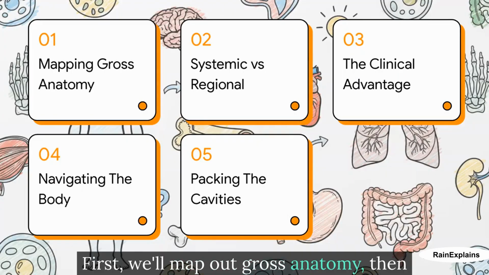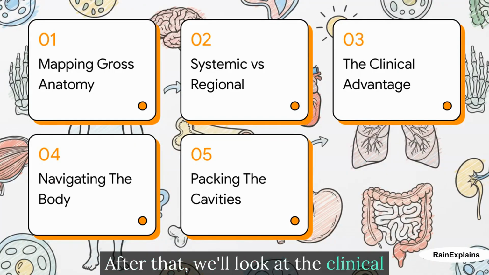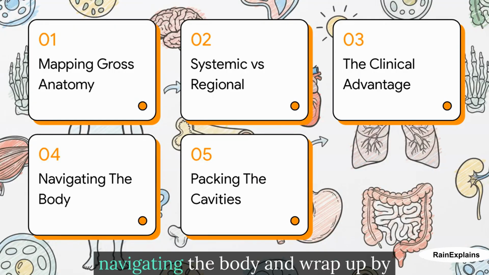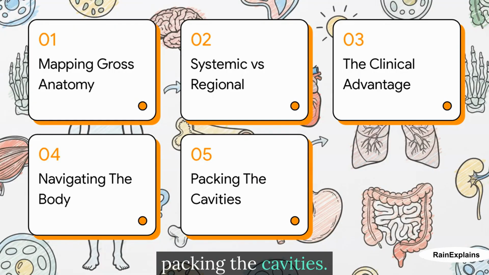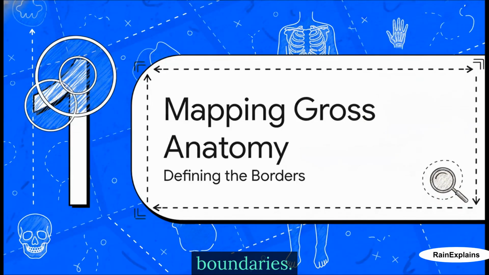First, we'll map out gross anatomy, then we'll compare systemic versus regional approaches. After that, we'll look at the clinical advantage, go over some tools for navigating the body, and wrap up by packing the cavities. All right, let's start with mapping gross anatomy and setting up some boundaries.